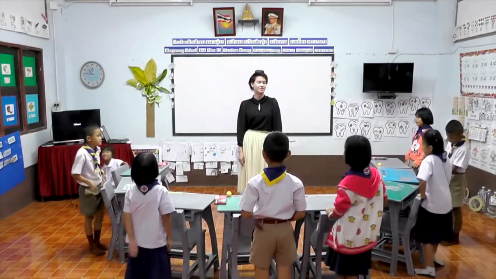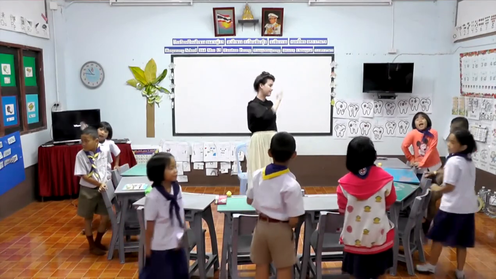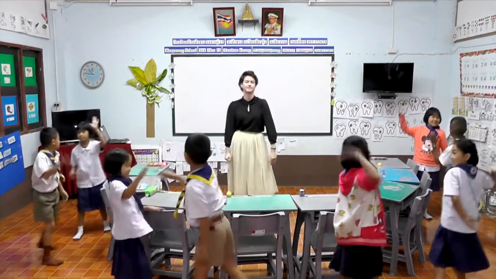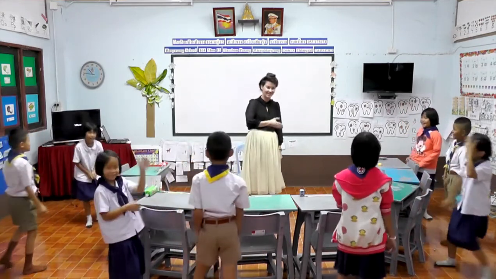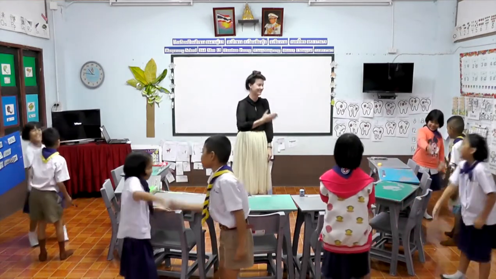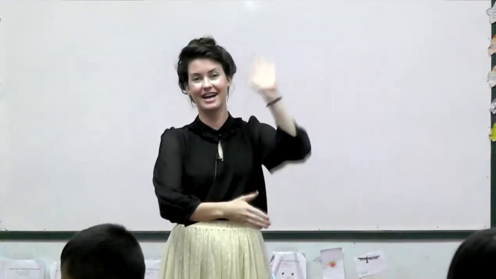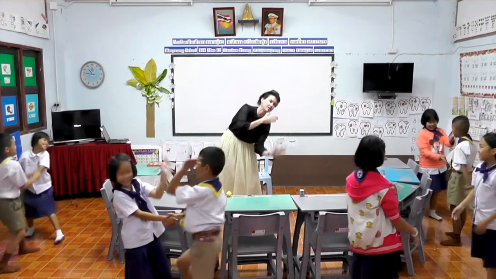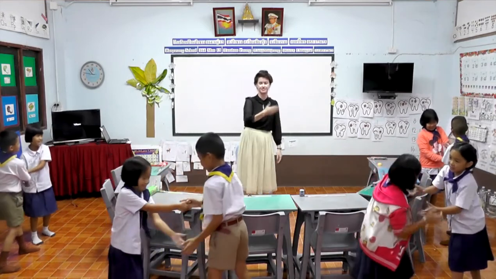Okay. Turn to a neighbor and give them a high five. Give them another high five. Shake hands with your neighbor. Give them a high five while you shake hands with your neighbor. Give them a high five down low while you shake hands with your neighbor.